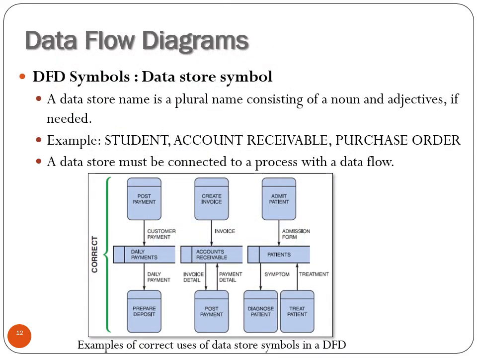A data store name is a plural name consisting of a noun and an adjective, if needed. Examples of data store names are students, accounts receivable, and purchase orders. A data store must be connected to a process with a data flow. Refer to these examples. In this example, they show the data store has at least one incoming or input data flow and one outgoing or output data flow, and is connected to a process symbol with a data flow.